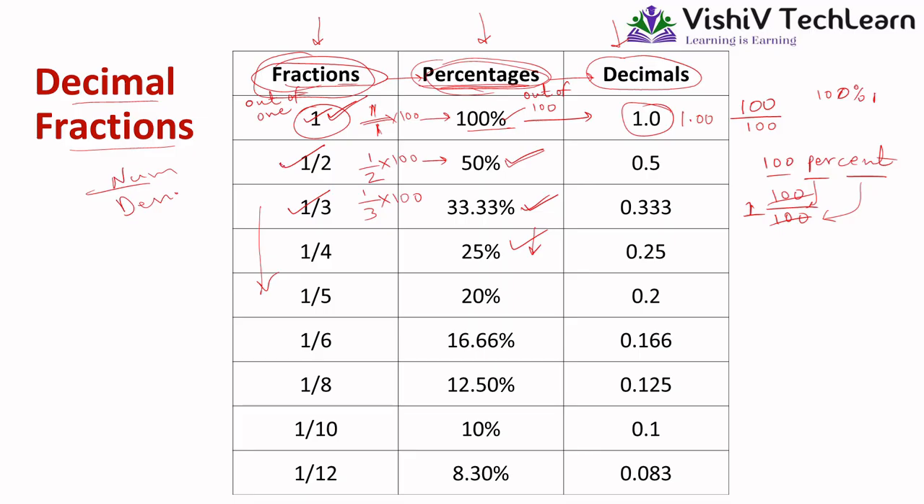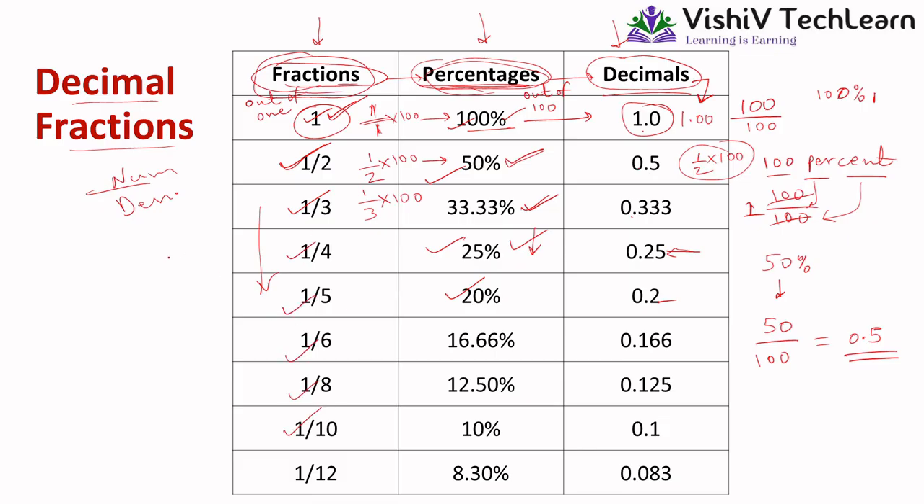In the same way, when we are talking about half, 1 by 2 as the fraction, it is 1 by 2 into 100 and this is percent. So this is 50%, and 50% as a decimal gives 0.5 as the answer. So decimal representation is in terms of a dot and some figures on the right side. In case of percentage it is this representation, and in case of fractions it is numerator and denominator.